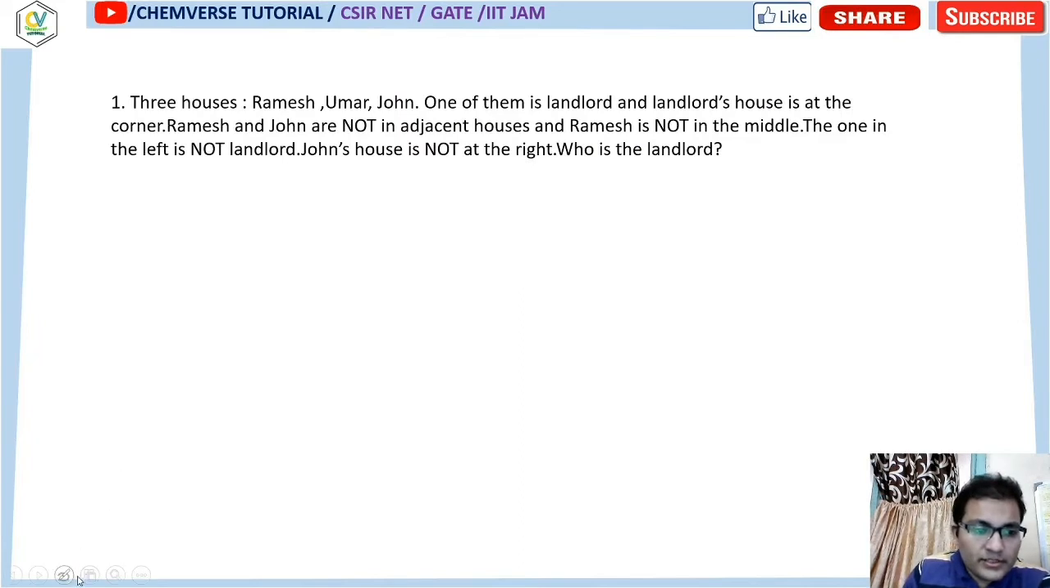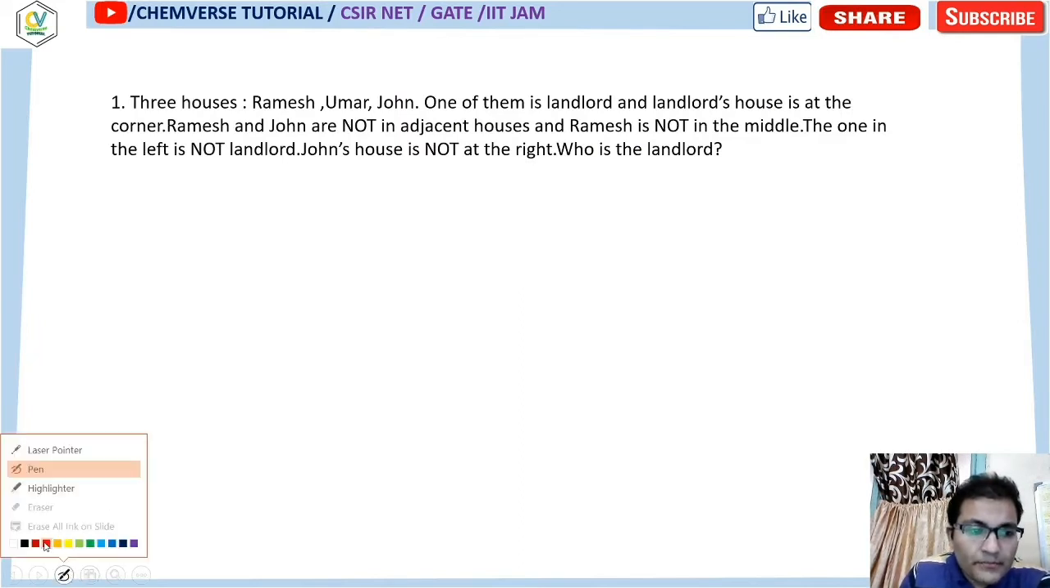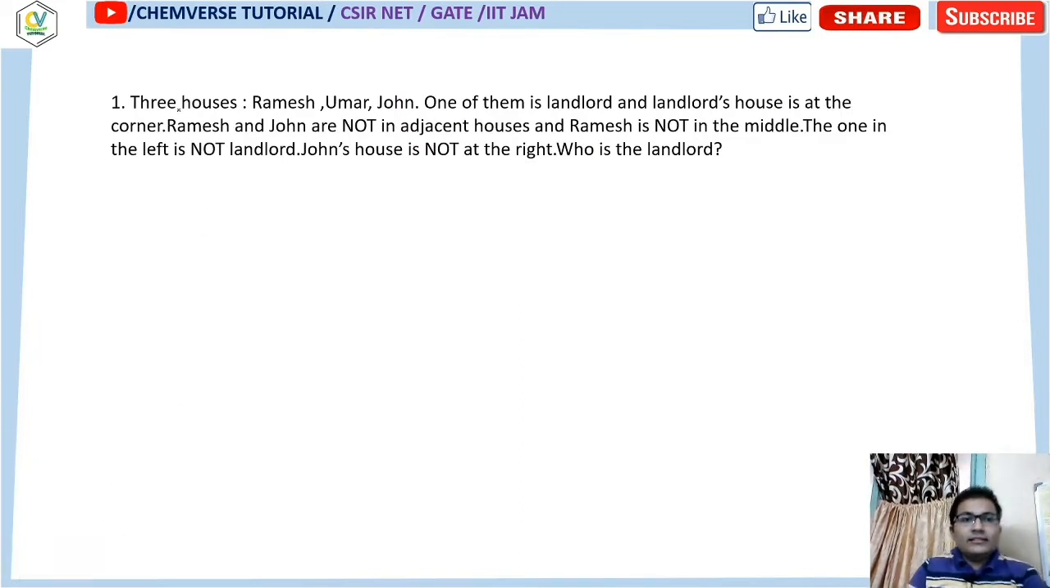So this is our first question. Now remember that this is a memory based question, and that is why the language of the question is a bit different. So I am just giving you the synopsis of what they have actually asked.